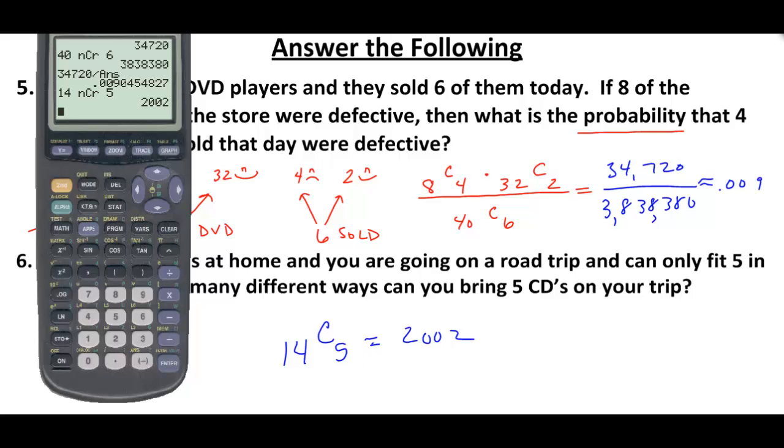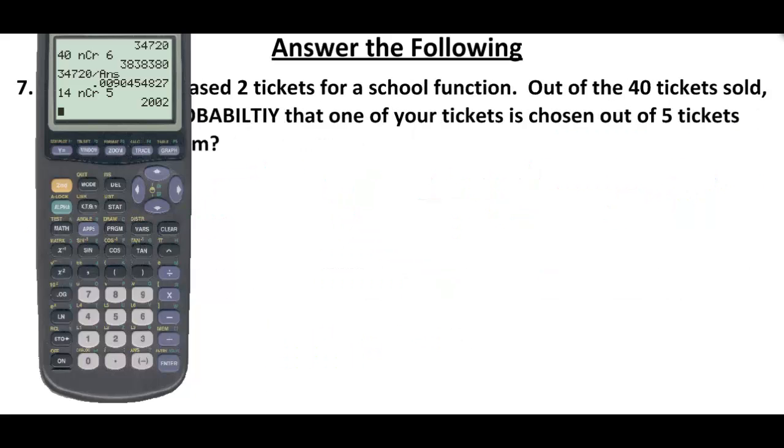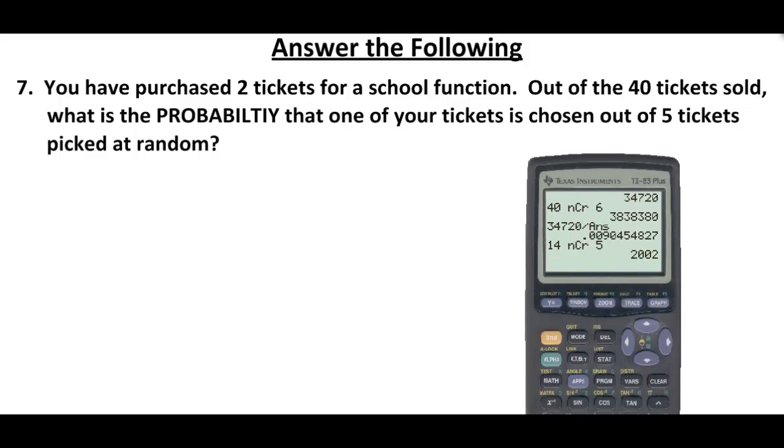Alright, so let's move on to number 7. It says you have purchased 2 tickets for a school function. Out of the 40 tickets sold, what is the probability that one of your tickets is chosen out of the 5 tickets picked at random? So now we're back to probability.